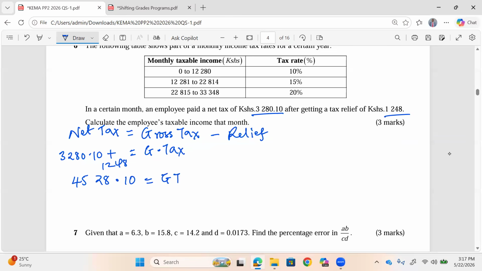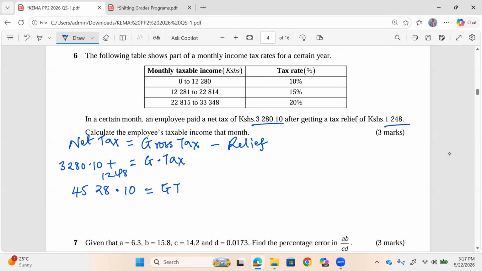Now, with the gross tax, we are supposed to tax an unknown amount until we can get a tax which is equivalent to 4528.10. So now we say, from the first bracket, how much tax do we get? 12,080 at a rate of 10% from the first bracket. How much tax is this? 12,080 by 10%, we get 1208.